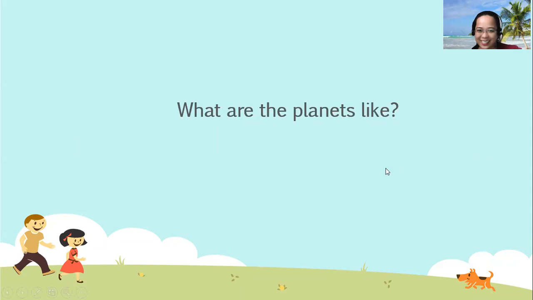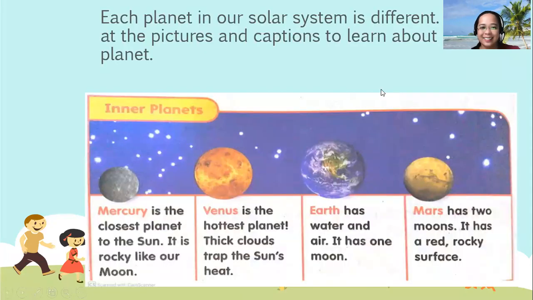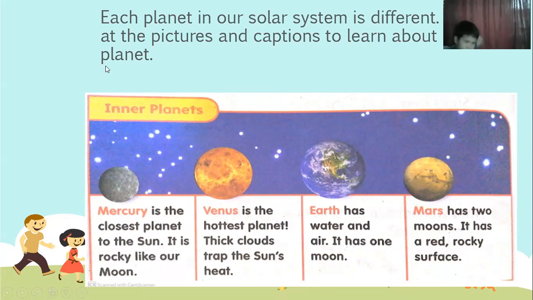They're actually not balls. They're actually not circles. Here, each planet in our solar system is different. Look at the pictures and the captions to learn about the planet. Mercury is the closest planet to the sun, and it is rocky like our moon.